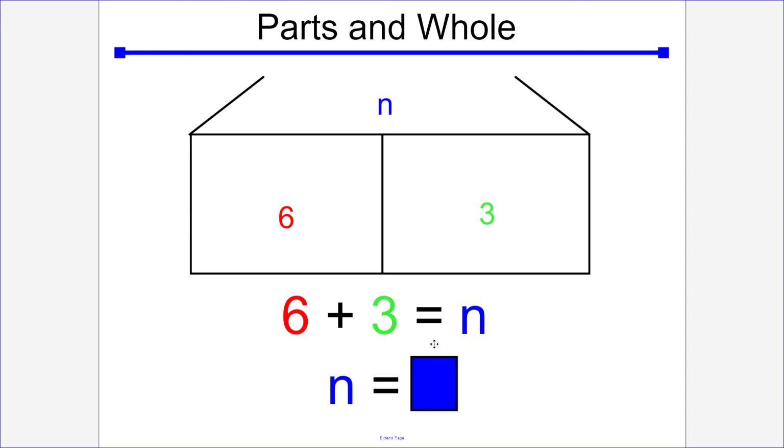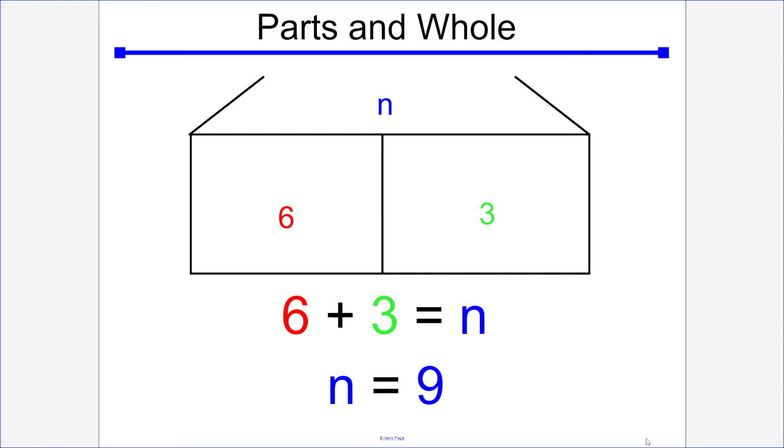Well, think in your brain, what does 6 plus 3 equal? When we figure out what 6 plus 3 equals, it will tell us the whole, or what n equals. What is 6 plus 3? You're right. 6 plus 3 is 9, so n equals 9. You have just found the unknown whole in this bar diagram by adding part plus part, which equals the whole.